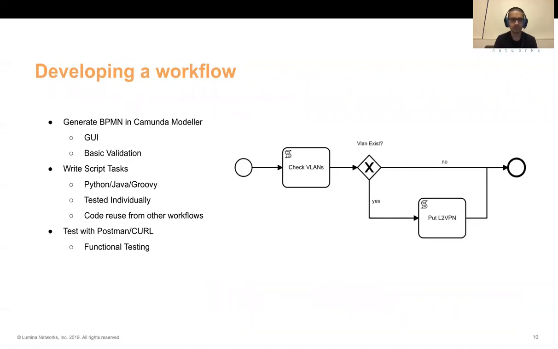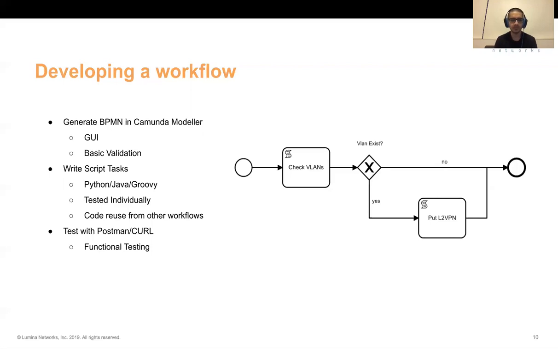So this is an example of a network workflow that we've implemented. If we start on the left, that's a start point. Then we're asking it to trigger a script task, which we've called check VLANs. So it'll check what VLANs are programmed. Does whichever VLAN we're looking for exist? If not, it terminates the workflow. If yes, it follows the other path and creates an L2 VPN config on our device.